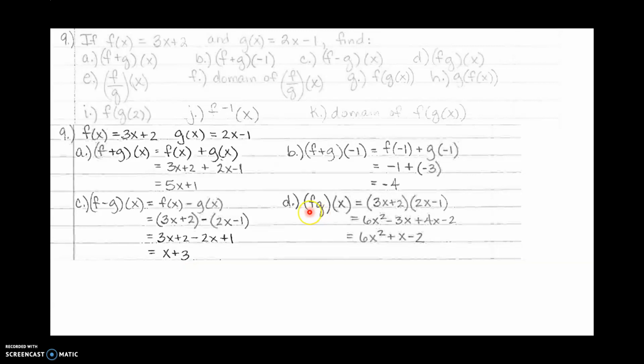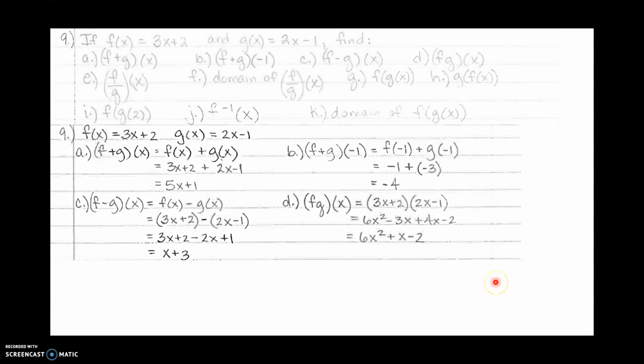All right, this guy, f times g of x, literally just means f of x times g of x. So let's FOIL that out. So 3x times 2x is 6x squared. 3x times negative 1 is negative 3x. 2 times 2x is positive 4x. And 2 times negative 1 is negative 2. So we'll combine these like terms, and that would give us a positive 1x. So there's f times g of x.